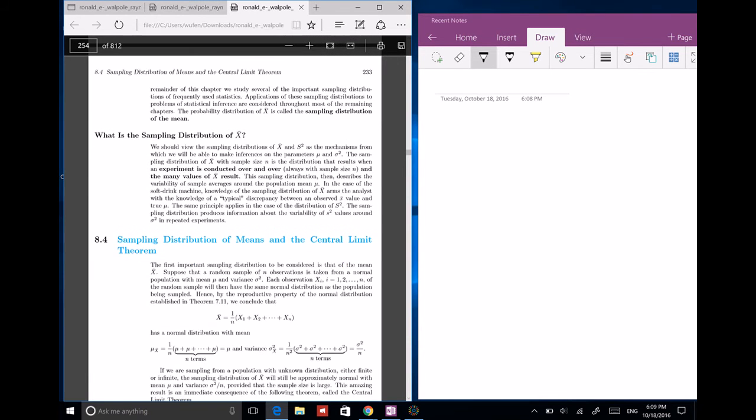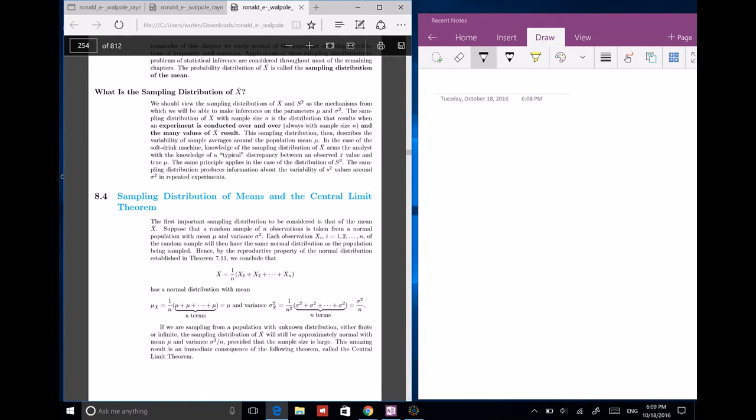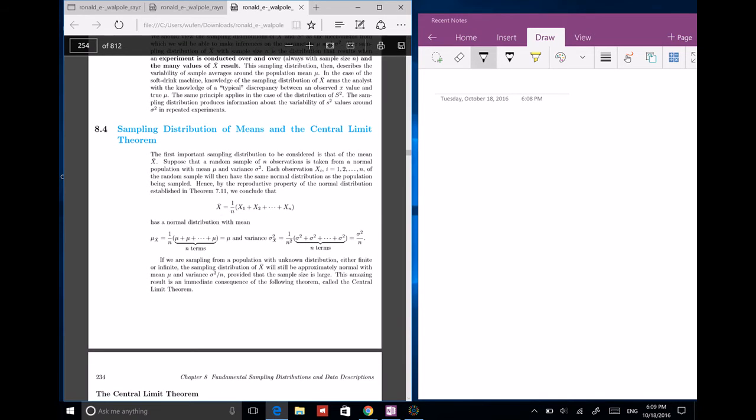So, section 8.4 introduces the sampling distribution of the mean and the central limit theorem. The first sampling distribution to be considered is that of the mean, X bar. We know that X bar is defined as 1 over n times (x1 plus ... plus xn).